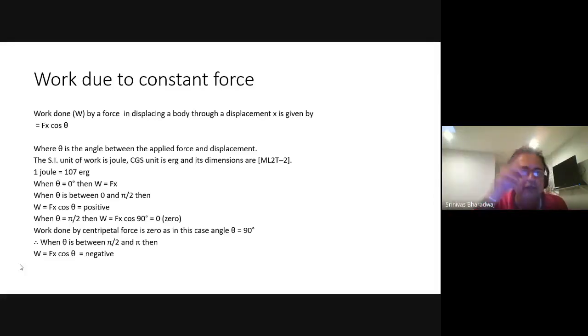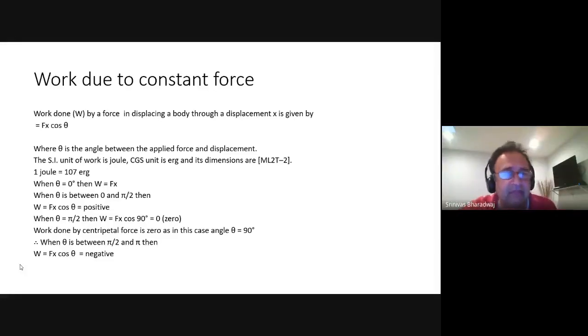Body is moving in uniform circular motion. What is the direction of the acceleration? Radial, right? What is the direction of the force? Radial, because the acceleration and the force have to be in the same direction. Newton's second law, F equals ma, right? So centripetal force, centripetal acceleration towards the center. What is the direction of the motion? The direction of the motion, the direction of displacement, is tangential.